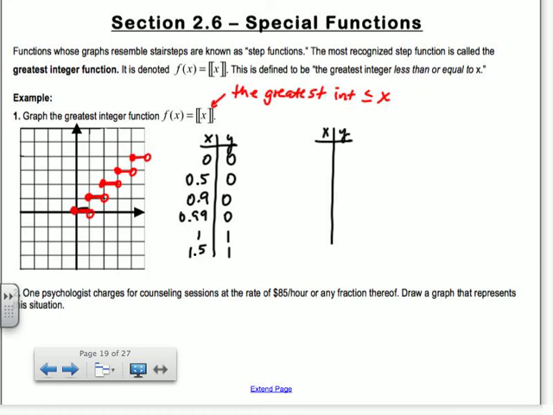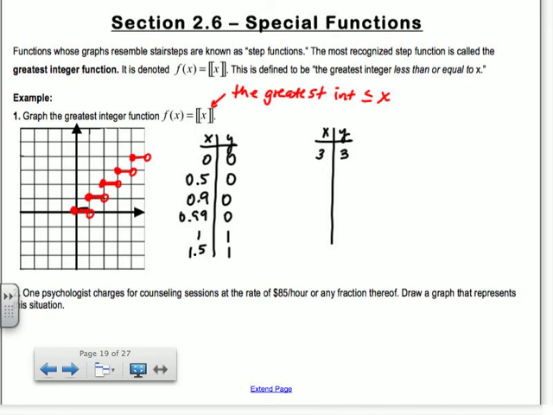Okay, what if I had 3? What's the greatest integer less than or equal to 3? 3. Anything between 3 and 4 will round down to 3. So here's where 3 was. Anything between 3 and 4 rounds down to 3. That's why it's right there. But then once you get to 4, it jumps up to the next step.